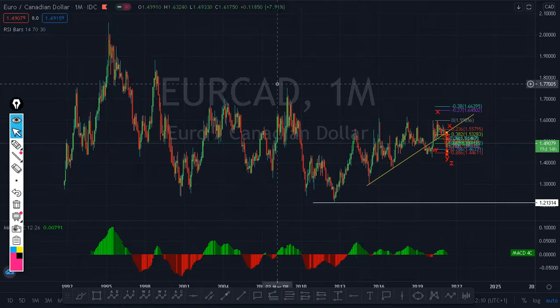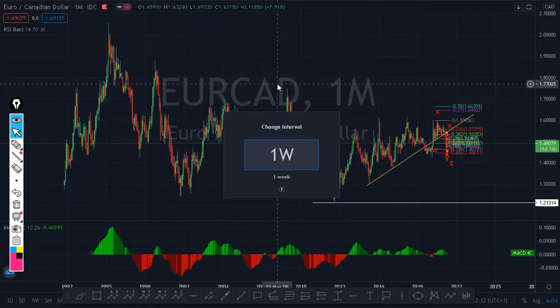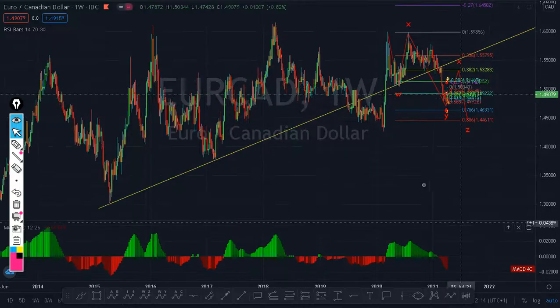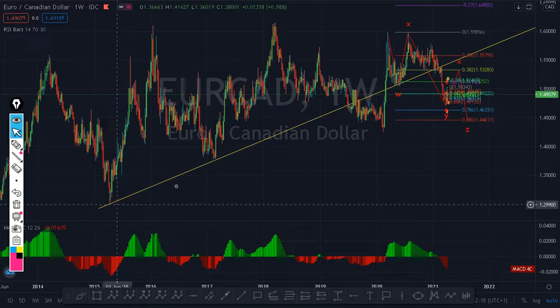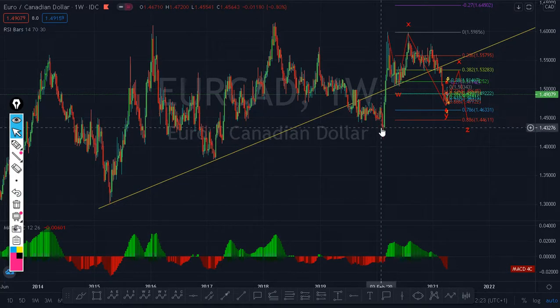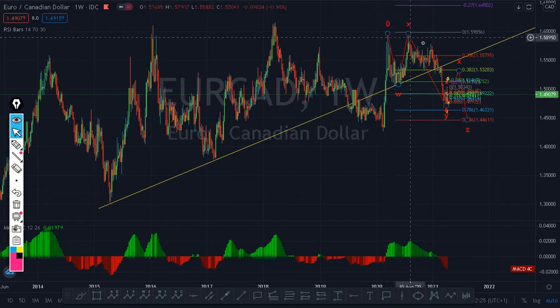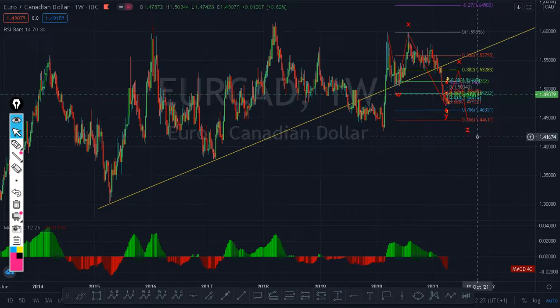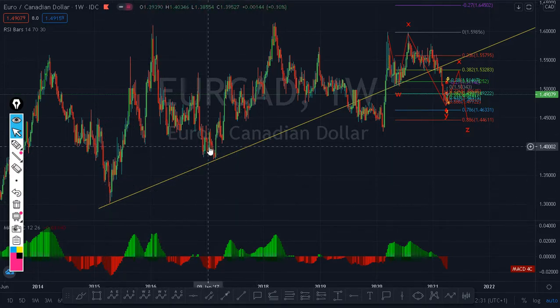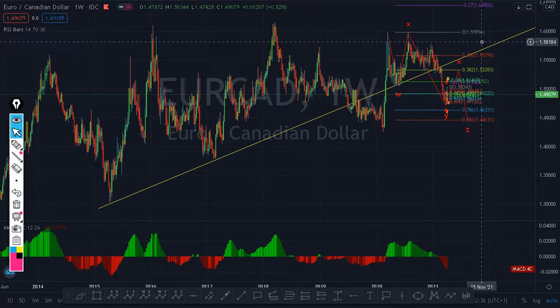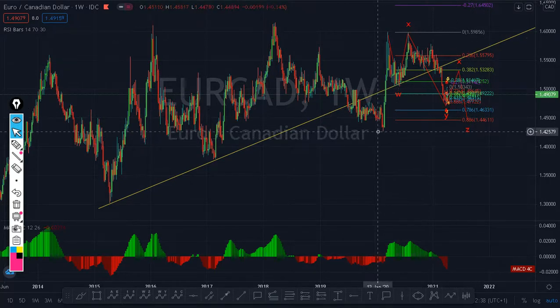Now let's go to weekly. In the weekly chart, we have a trend line going up. It broke, went back, and broke once more. So that's the only thing I can tell you. The channel going up has been broken. We need to go back before it takes this low. I don't know yet.